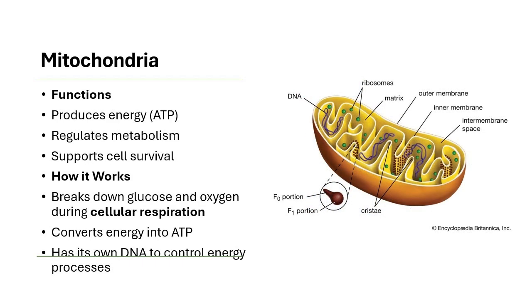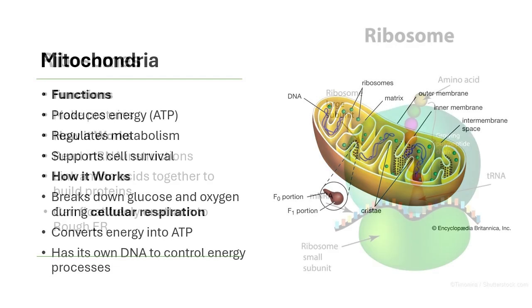The mitochondria. Mitochondria produce the energy that the cell needs to function. They take in oxygen and nutrients and convert them into ATP, which is the main energy source used by the cell. This process is called cellular respiration. Without mitochondria, the cell wouldn't have enough energy to move, grow, or repair itself. That's why they are known as the powerhouse of the cell.